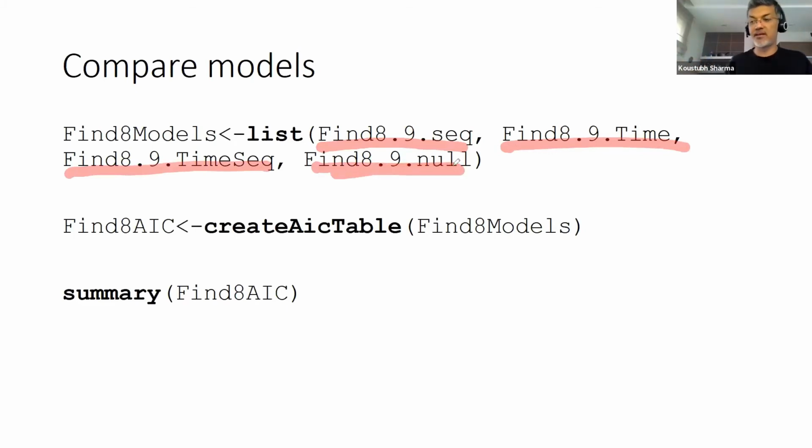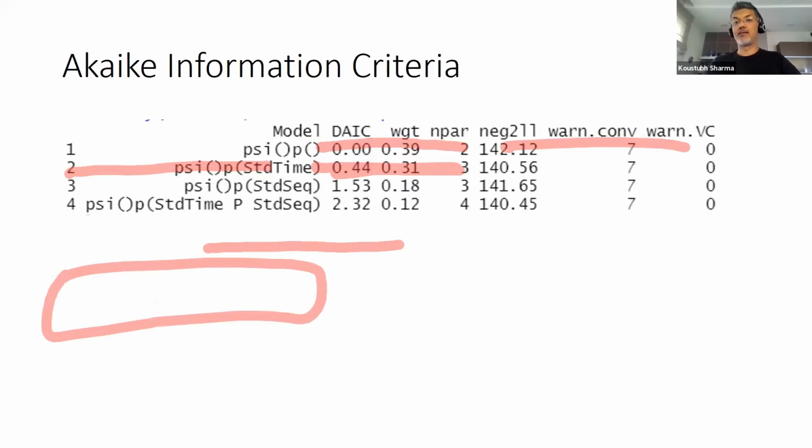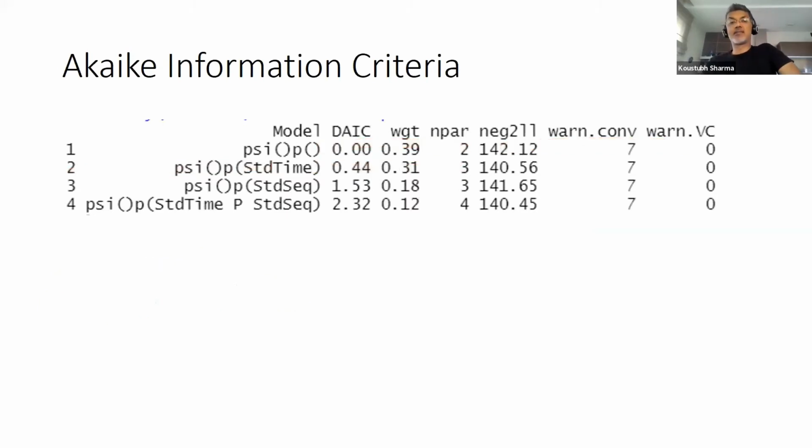You remember the first model we ran was the null model, where we are assuming it all to be constant. We're assuming that there is no effect of sequence or time on detection probability. You do this step, you list them together, then you create another, this is another R presence-specific function. You create an AIC table based on this list of all these models that have been run, and then you summarize it. It will give you a table, and the table would look something like this. It's one of the most informative outputs you have to begin with.